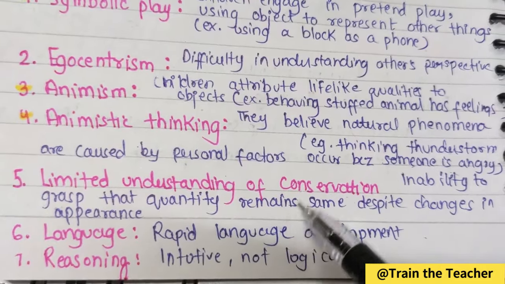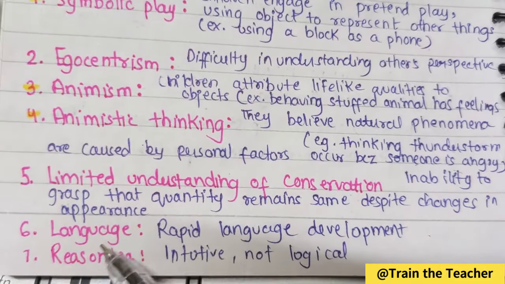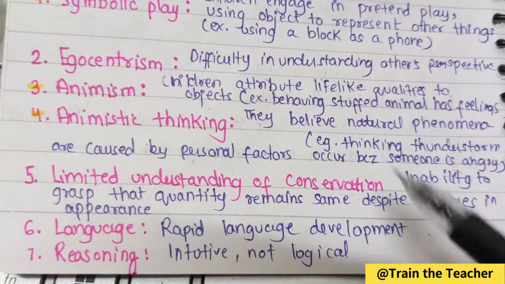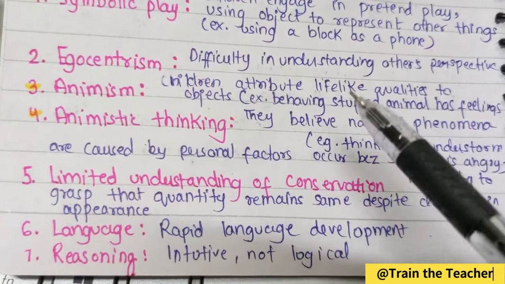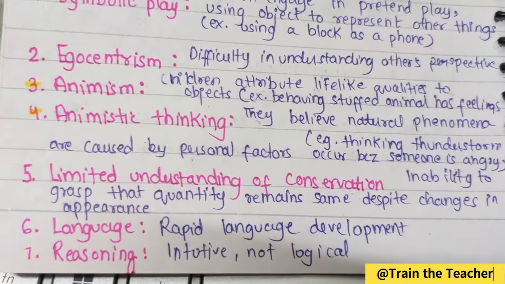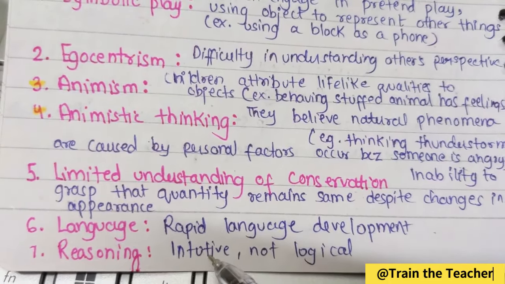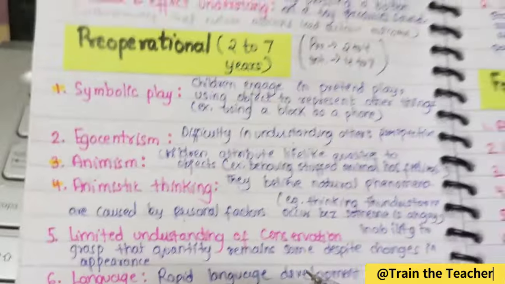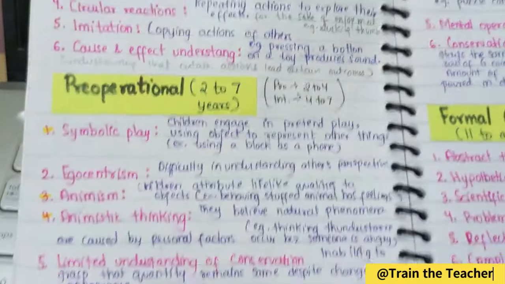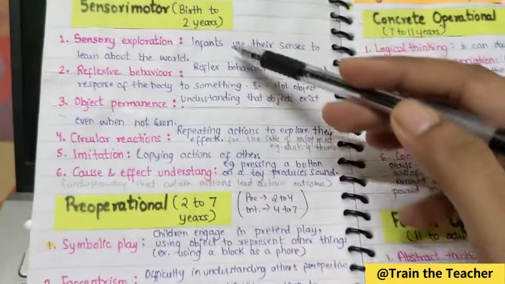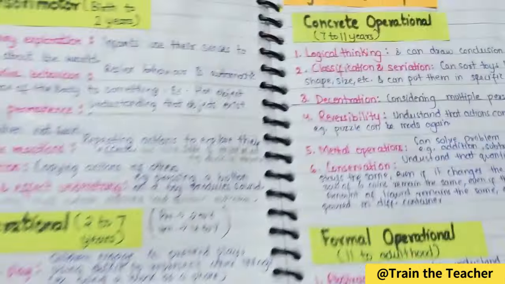वो understanding अभी नहीं है. Okay, language, rapid language development takes place. Cooing से वो words और phrases पे आ जाते हैं, समझने लगते हैं, पूरे sentences भी बोलते हैं. Reasoning intuitive होती है, logical नहीं होती है. So this was all about pre-operational phase, everybody, sensory motor and pre-operational stage.